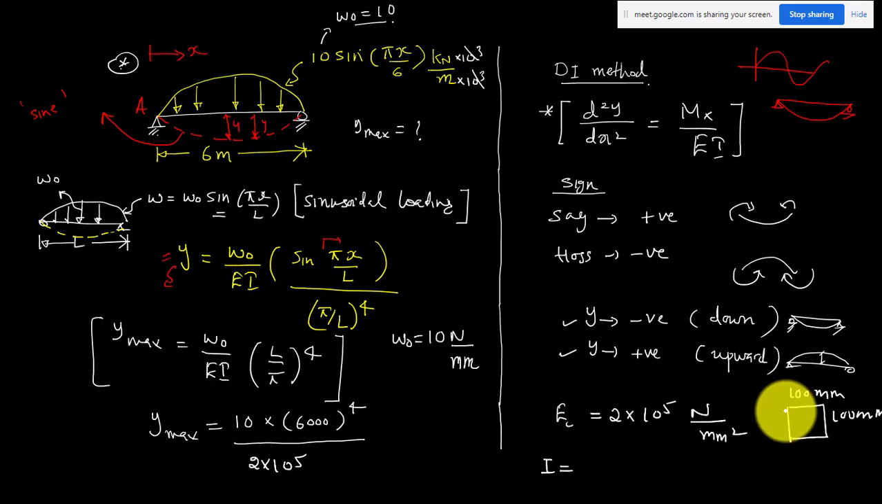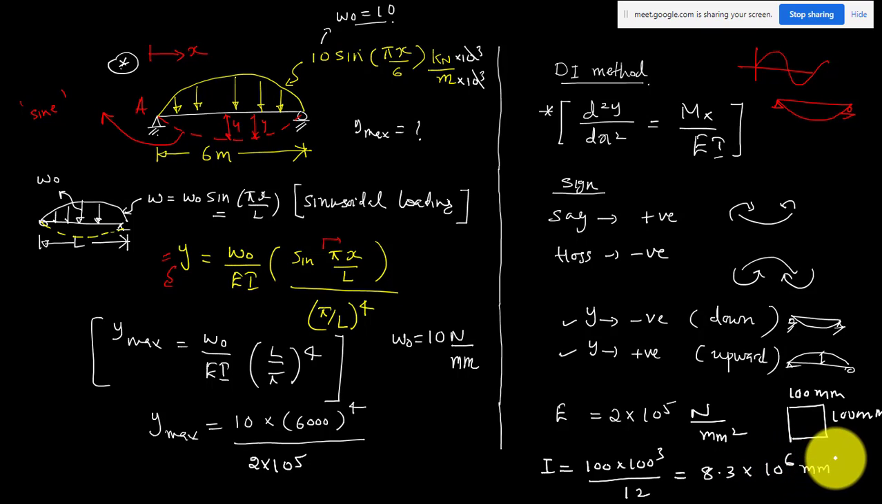So in this case your I will be BD cube by 12, 100 into 100 cube by 12. So you will get some value. I think it is coming 8.3 into 10 power 6 millimeter raised to 4. So you can substitute this value here. I is 8.3 into 10 power 6.